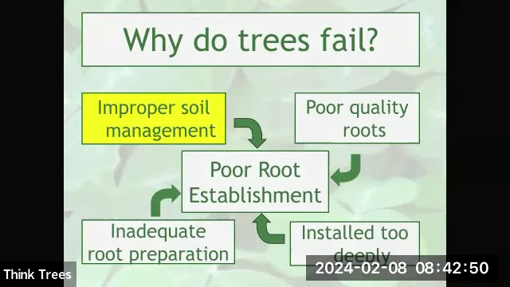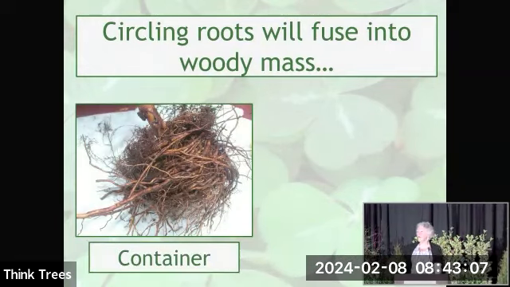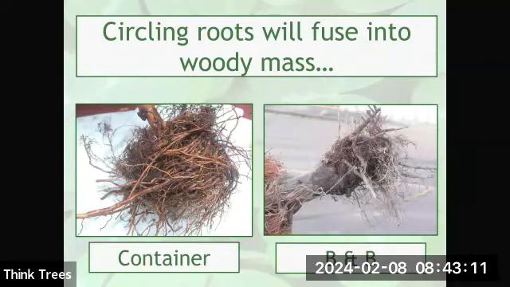So we've talked now about improper soil management. Let's see why else trees can fail. And I mentioned poor quality roots. Well, you can't see this until you actually get into the root ball. And if you have something that's in a pot, it hasn't been properly potted up, or it's been in that pot too long, you're going to have a circling woody mass, right? And that's what they're going to look like.